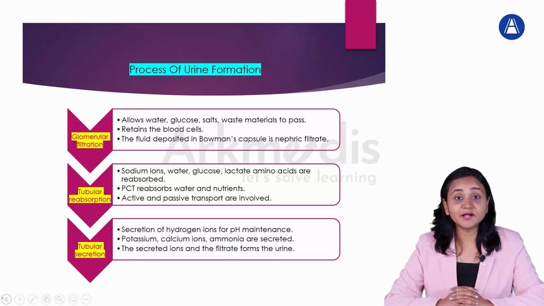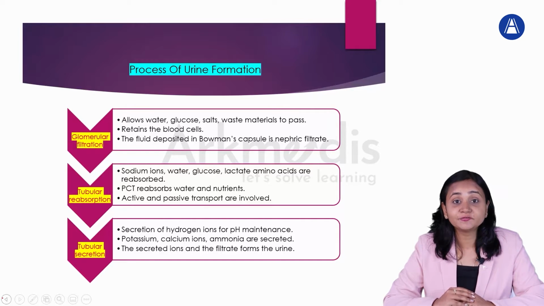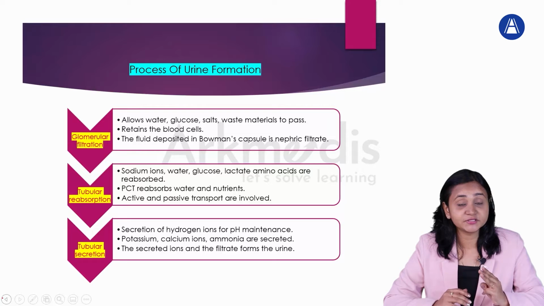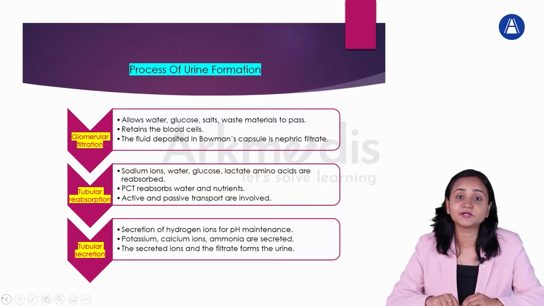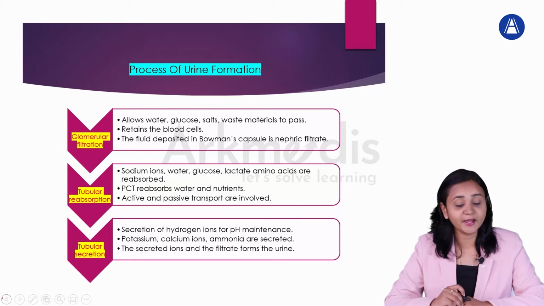Now we will learn about the important process of urine formation. The urine that is excreted outside the body is formed by three important processes. First is the glomerular filtration, second is the tubular reabsorption, and third is the tubular secretion. We will see how these processes are performed one by one.